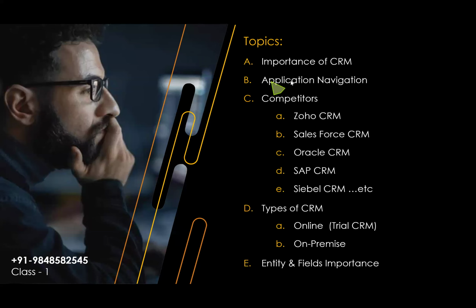So let us see the application navigations first: how the application is and how to navigate. Basically, Microsoft provides us a trial CRM, initially 30 days, and we also have the capability to extend another 30 days. So in total we get a 60-day trial CRM. Whatever we are learning in the course, we can practice in the trial version. The same kind of version will be there for live projects as well; the trial and live versions are the same.